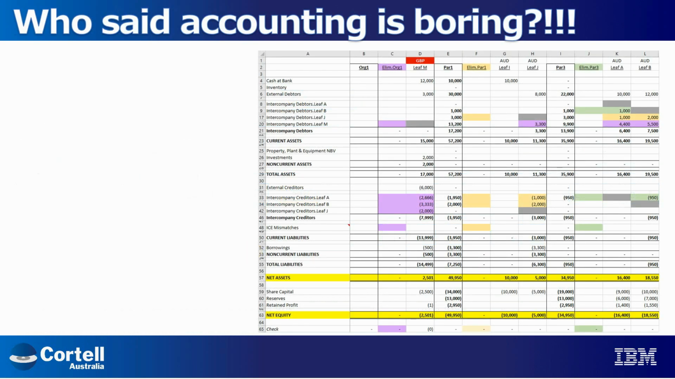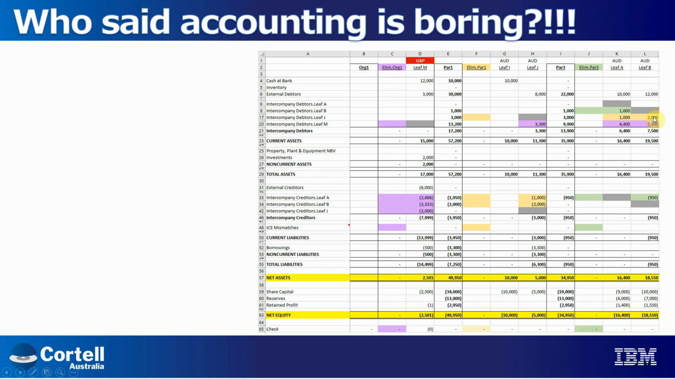So whoever said accounting is boring wasn't using colour to make things clearer. So here you can see that Leaf A has an intercompany debtor, Leaf B, and Leaf B is saying it has an intercompany creditor, A. But notice they're not agreeing on the amount, so perhaps B hasn't processed an invoice from A, or A hasn't processed a receipt from B, so there's a timing difference perhaps, or just an accounting error.